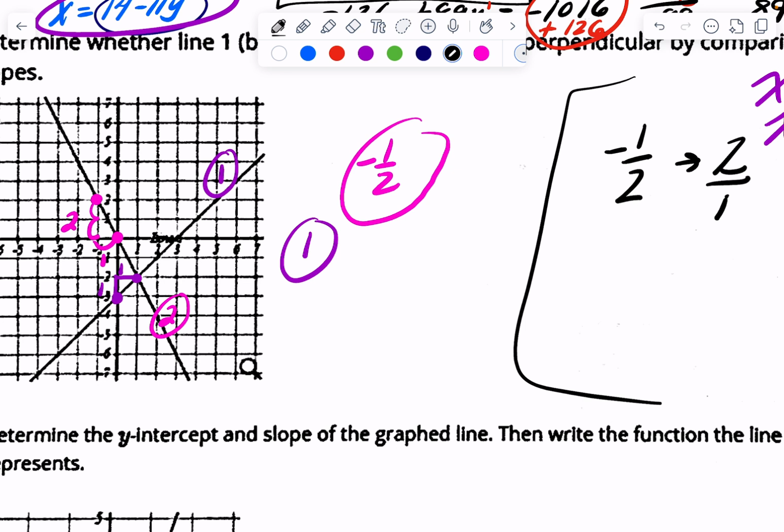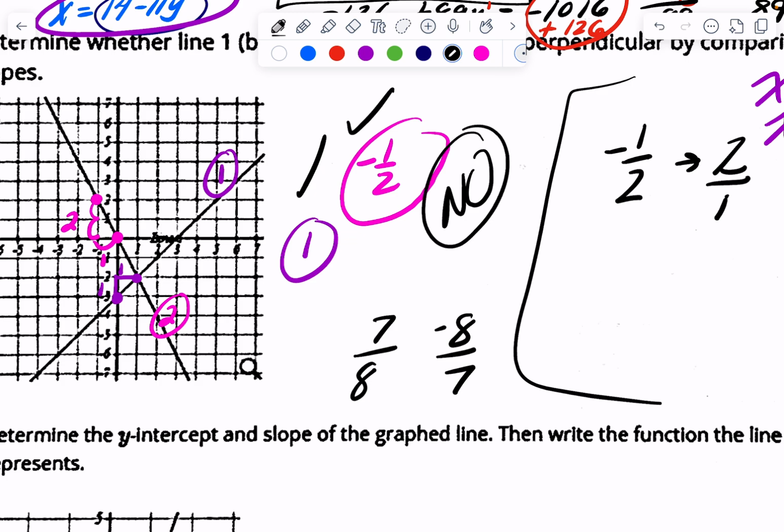They have to have opposite sign, which they do. One's positive, one's negative, but they have to have reciprocal numbers. 1 is not the reciprocal of 1/2. Reciprocal means the fractions just flipped. So an example of another reciprocal would be 7/8, and an opposite sign would be negative, and then the fraction would be flipped. That's what I mean by reciprocal. So no, they're not parallel. Parallel lines have the same slope, and they're not perpendicular.